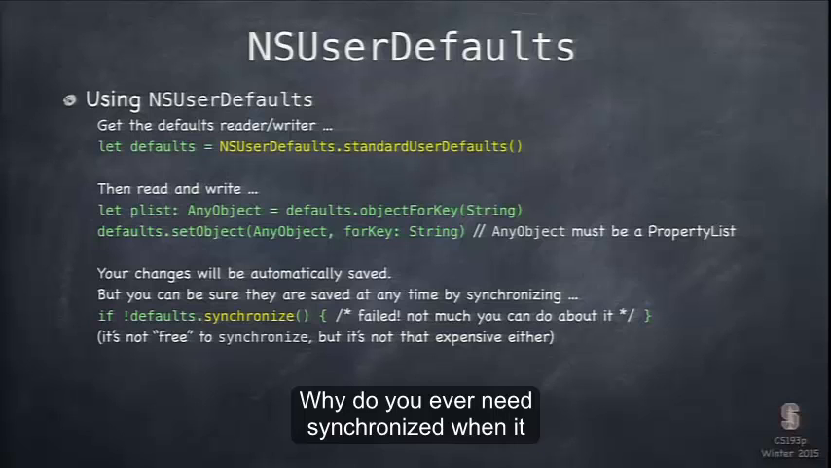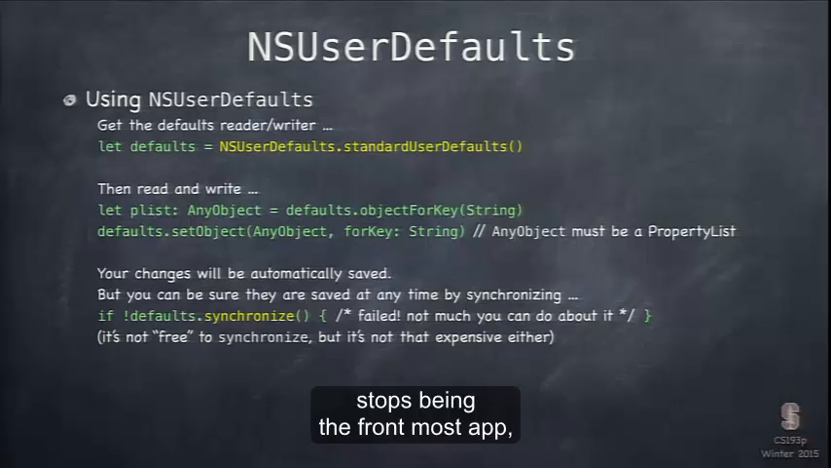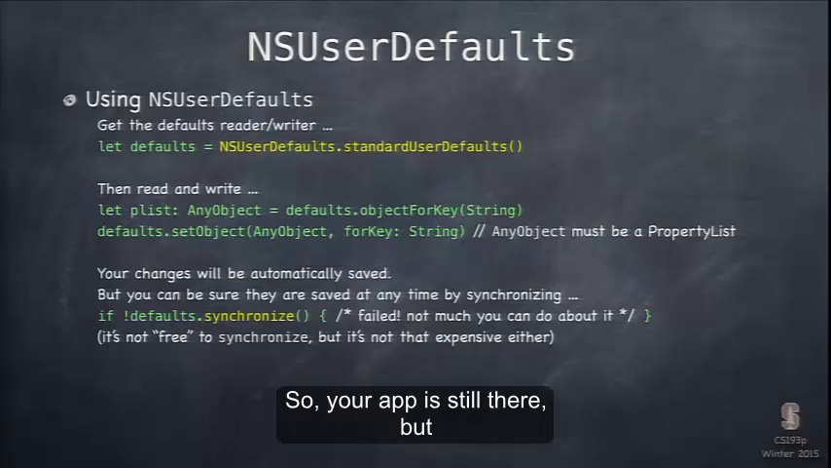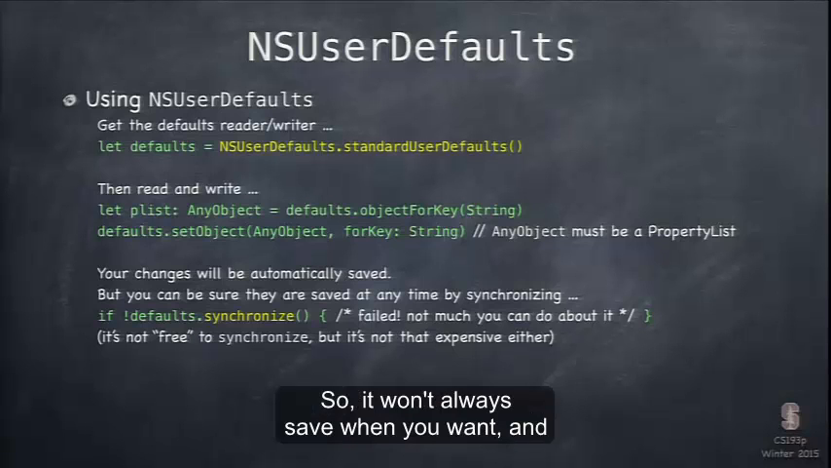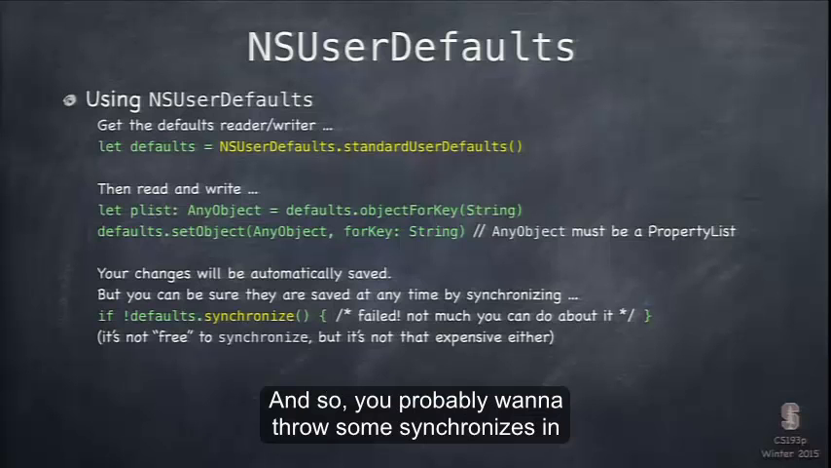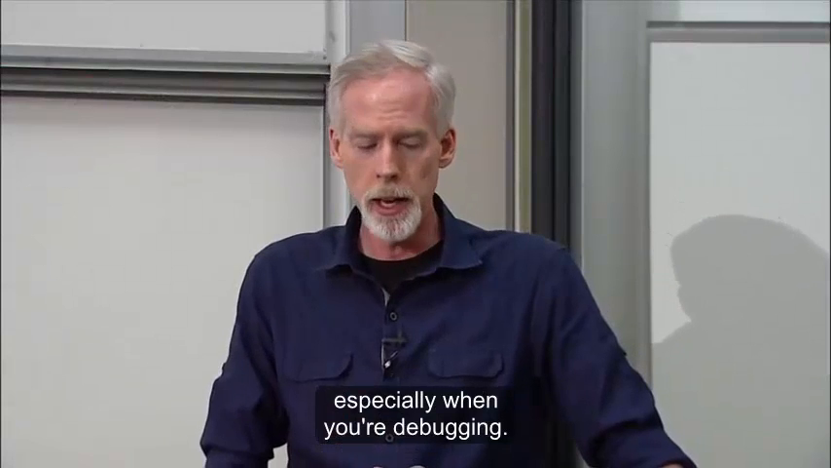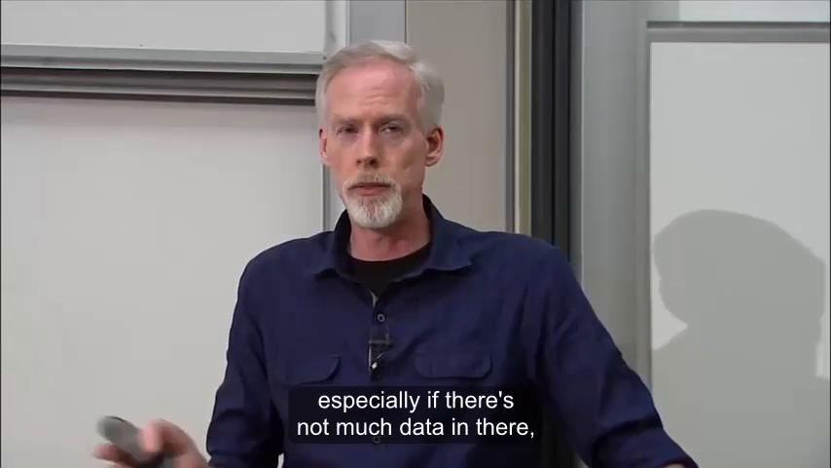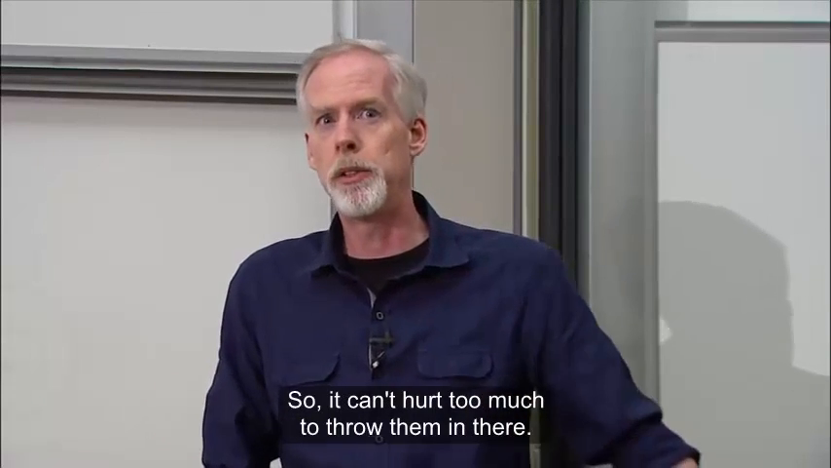Why do you ever need synchronize when it auto-saves? Well, it auto-saves when things happen like your app stops being the frontmost app, when the user switched to another app and so your app is still there, but it's switched to the background. It'll save then. So it won't always save when you want, and especially when you're debugging. When you hit stop in the debugger, it doesn't save. So you probably want to throw some synchronizes in there to save this thing out, especially when you're debugging. It's not really that expensive to synchronize, especially if there's not much data in there, which there shouldn't be because it's small. So it can't hurt too much to throw them in there.